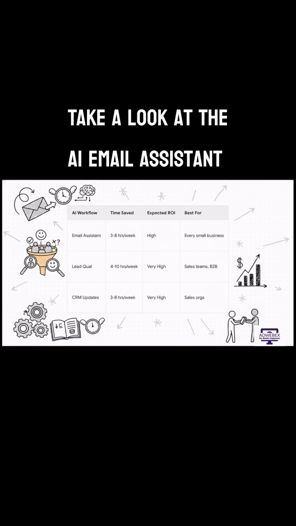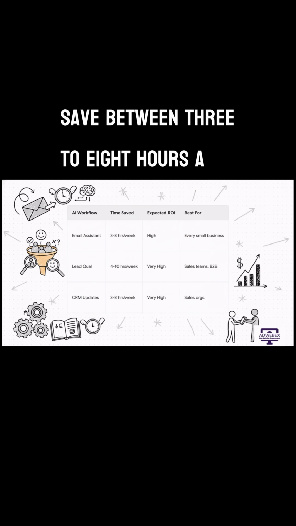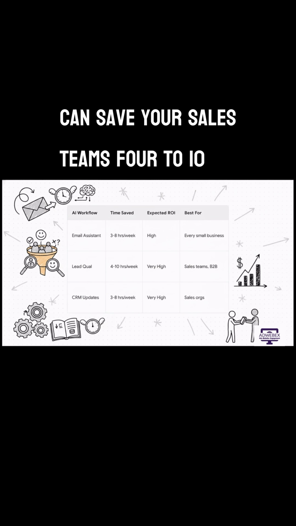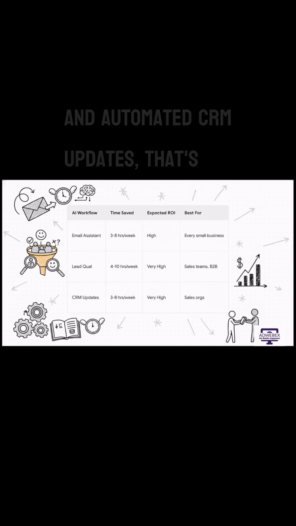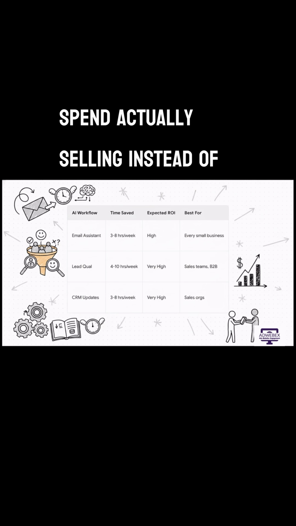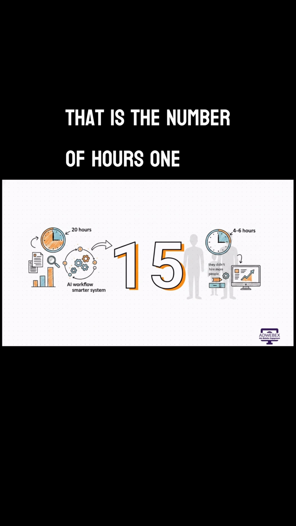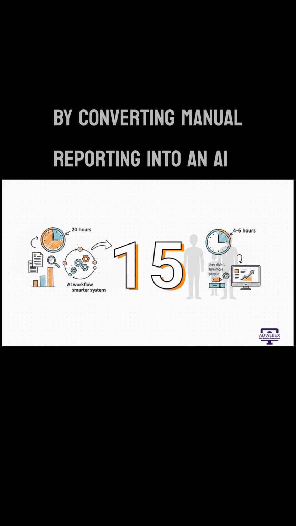Take a look at the AI email assistant. Triage, summarizing, and drafting can save between 3 to 8 hours a single week. AI lead qualification, that can save your sales teams 4 to 10 hours every week by automatically scoring inbound prospects. And automating CRM updates, that's another 3 to 8 hours your reps can spend actually selling instead of doing mindless data entry.